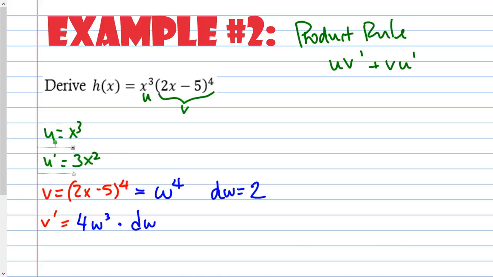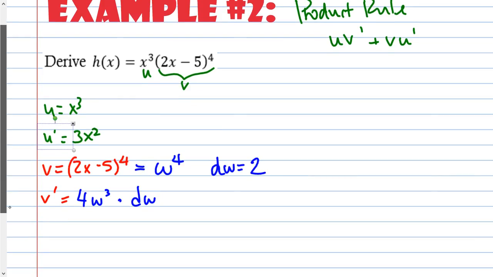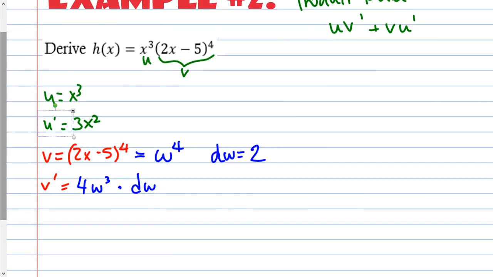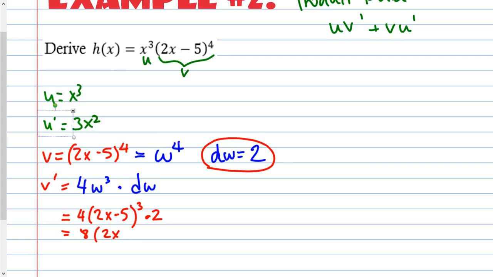And so here is my derivative of v, which is v prime. The only thing left to do is to actually replace it with numbers. No more of this w business. So 4 times w, which is 2x minus 5, to the third power times dw, which was over here, right? 2. So simplify the 4 and the 2. That's a multiplication, that's a dot, not a negative. 4 times 2 is 8, and then 2x minus 5 to the third. So there's v prime.